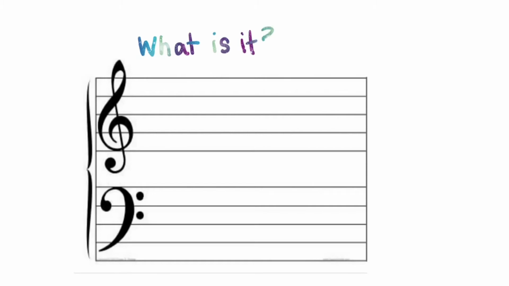This game of skips and steps identification is called What Is It? Let's do the first couple together. The first thing we're going to do is to look at each note individually and determine whether it's a line note or a space note. This first note here is a line note, and the second one is a space note.